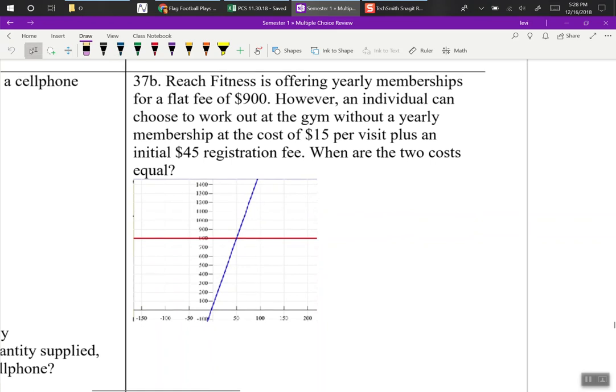37. Reach Fitness is offering yearly memberships for a flat fee of $900. However, an individual can choose to work out at the gym without a yearly membership at the cost of $15 per visit plus an initial $45 registration fee. When are the two costs equal? Looks like right there at 50.